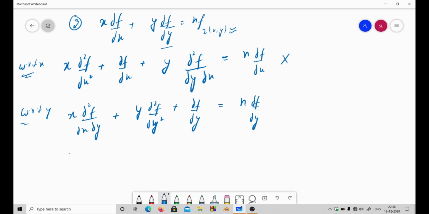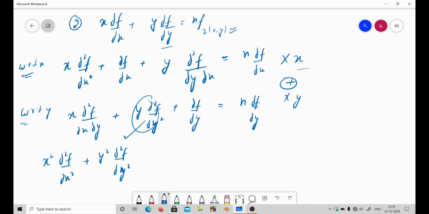We just have to multiply this term with x and this term with y, because in our result we encounter x square and 2xy. When we multiply with x and with y, we add both of them. We get x square del square f by del x square plus y square del square f by del y square. Now the two xy terms, del square f by del y del x, are the same, so we simply say 2xy del square f by del x del y.